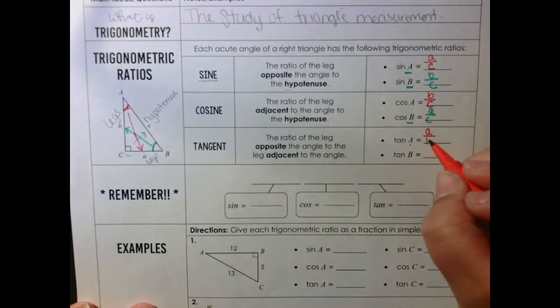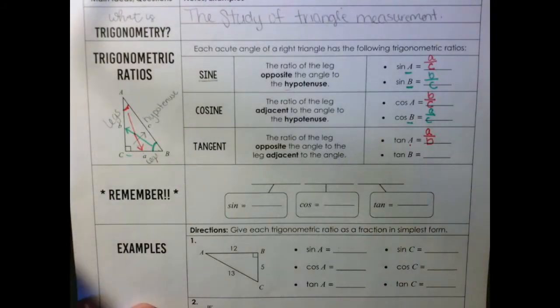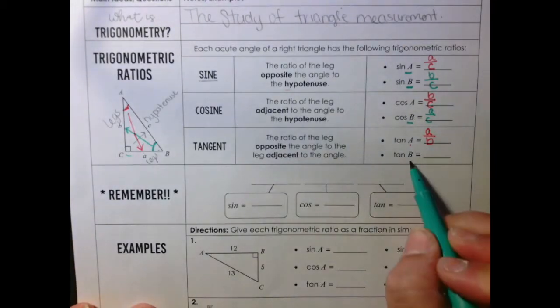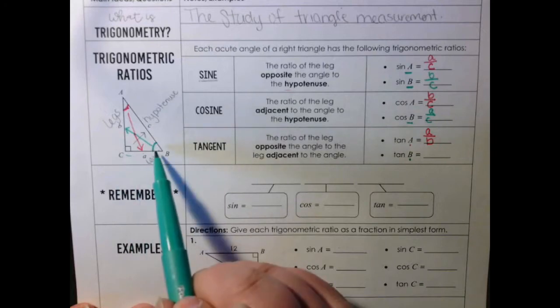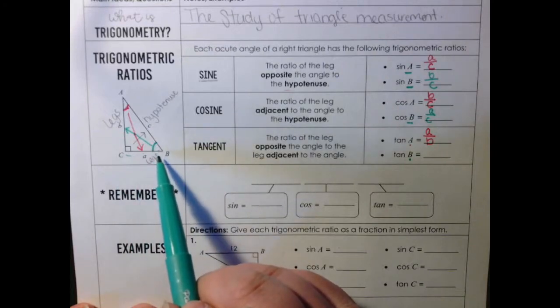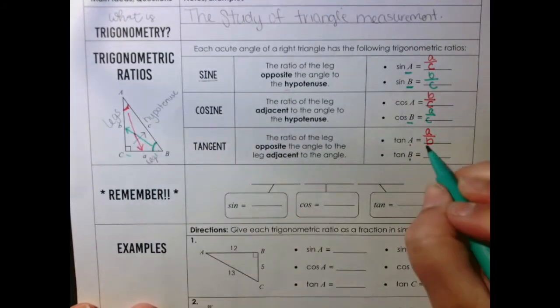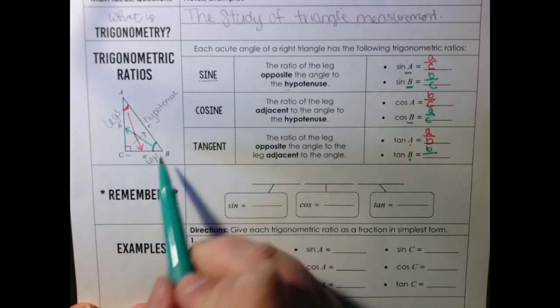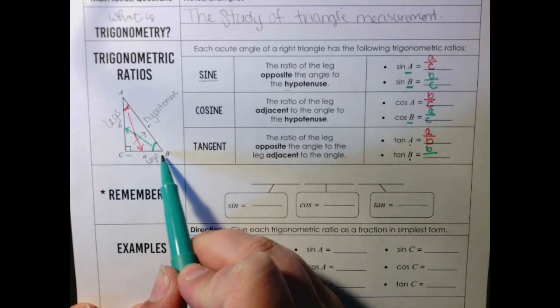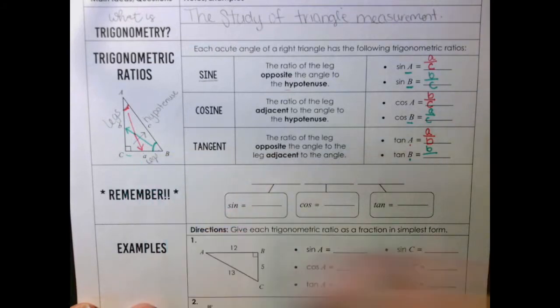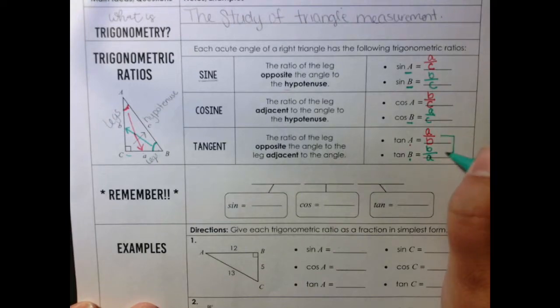So A over B. If I switch it around and find the tangent of angle B, I'm going to be looking here. So I need the ratio of the leg opposite the angle. Leg opposite is going to be B over the leg that is adjacent to angle B. So the leg that's touching it is going to be A. So my ratio is going to be B over A. And you'll notice with tangent, they're going to be reciprocals. A over B, B over A.